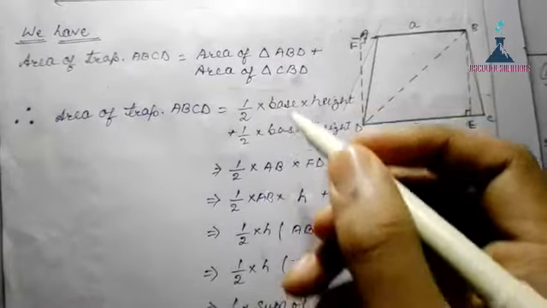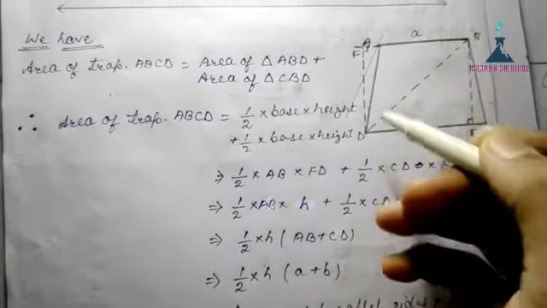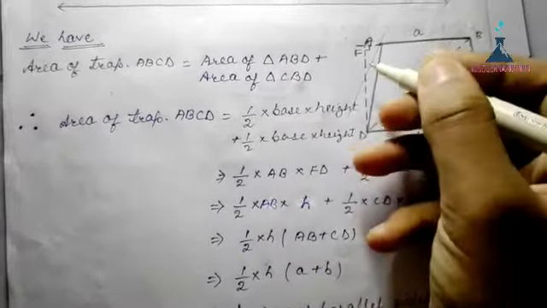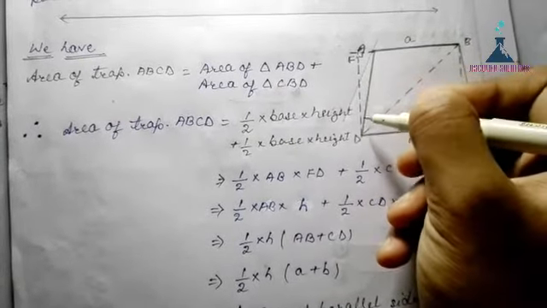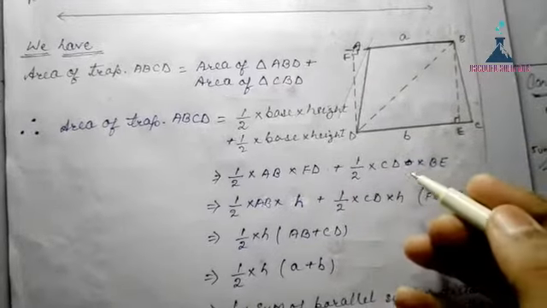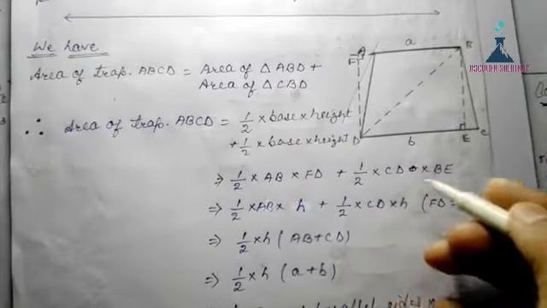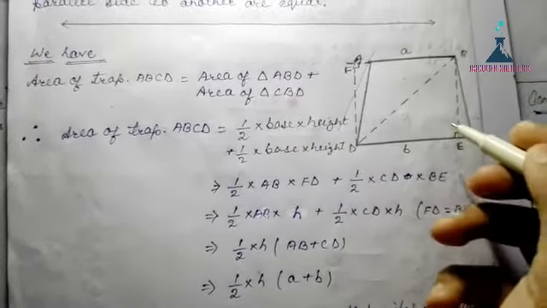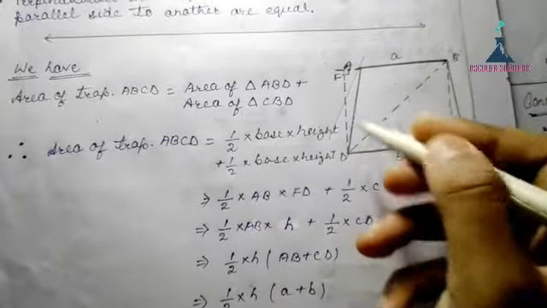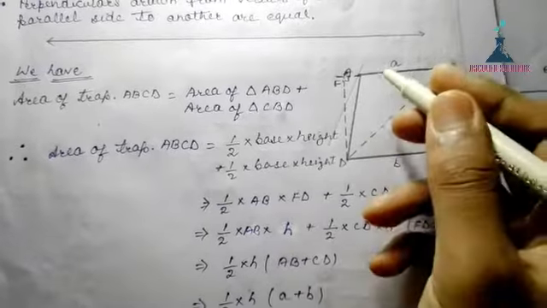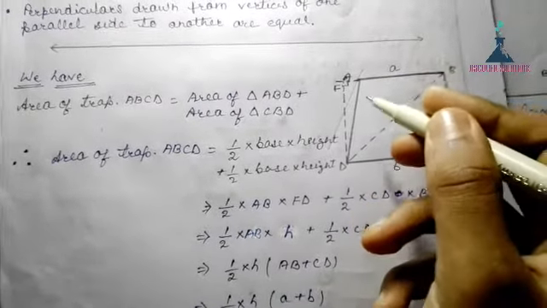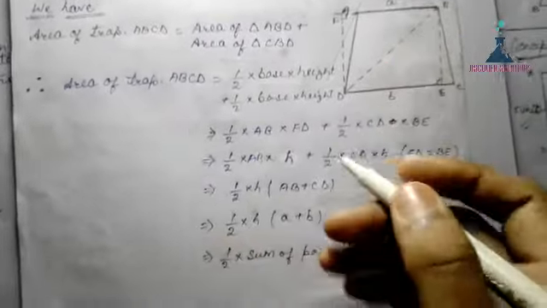Now friends, in the case of triangle ABD, we have FD as height. And in the case of triangle CBD, we have BE as height. As I have discussed, FD and BE are both equal because the distance between parallel lines always remains the same. So now friends, let's move forward.